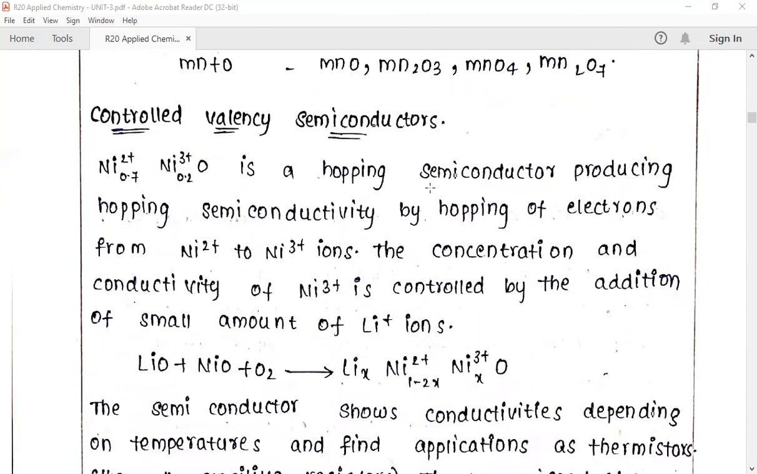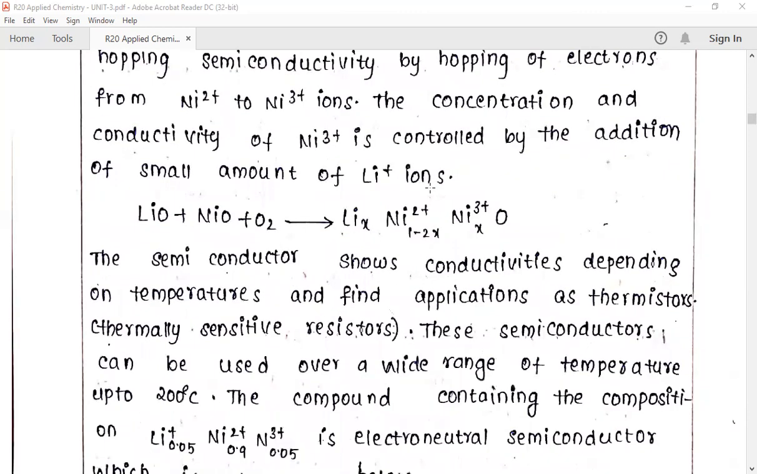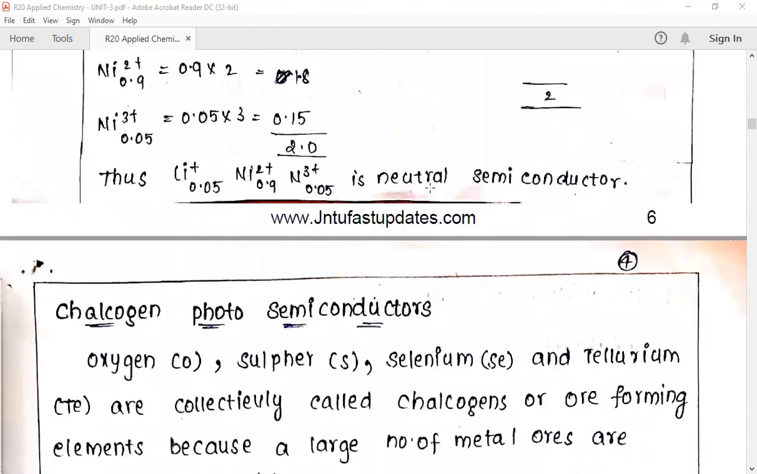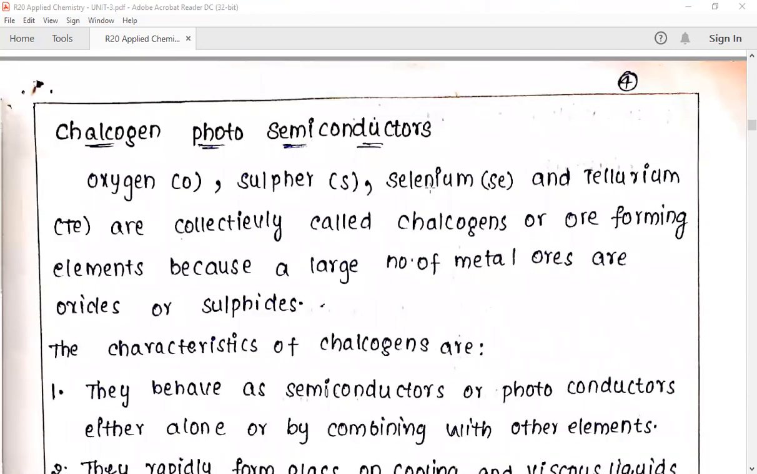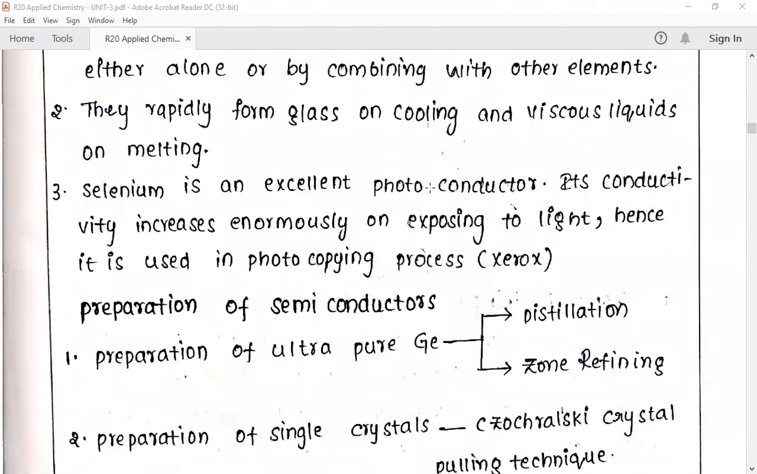I'll explain these controlled valency semiconductors, as well as the chalcogen photosemiconductors and the preparation of the semiconductors, in the next lecture. Thank you.